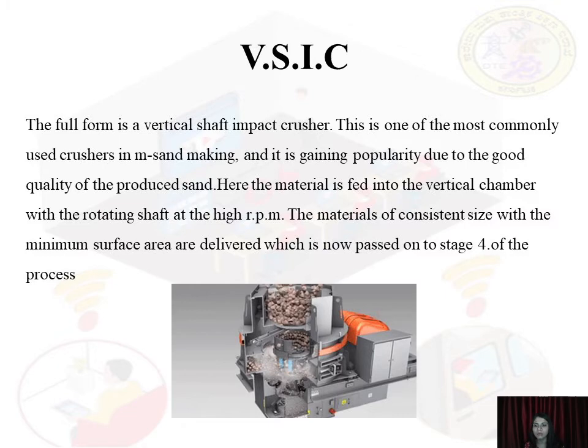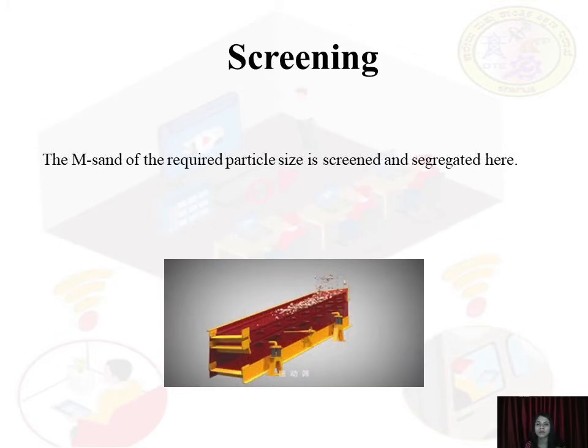Next, we'll move on to the next one, that is screening. After the materials come from the VSIC, they are passed to stage 4 of the process, which is screening. The M sand of the required particle size is screened and segregated here.